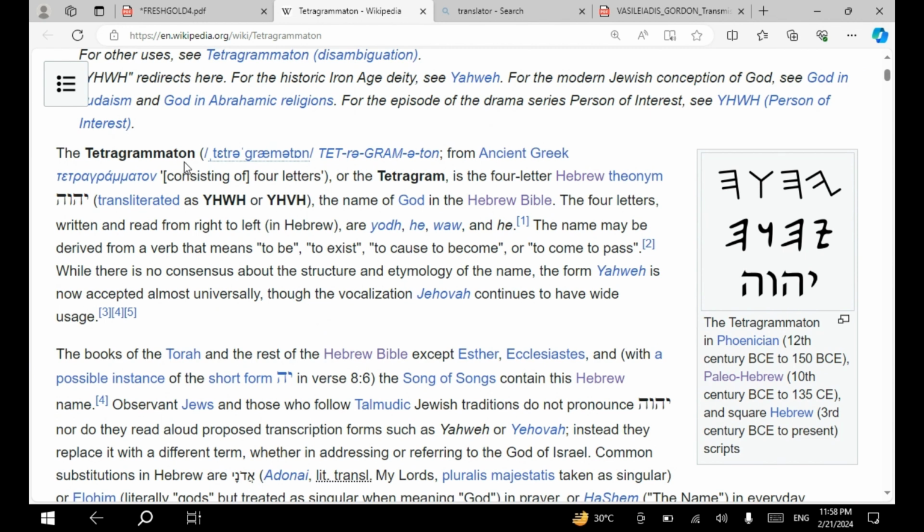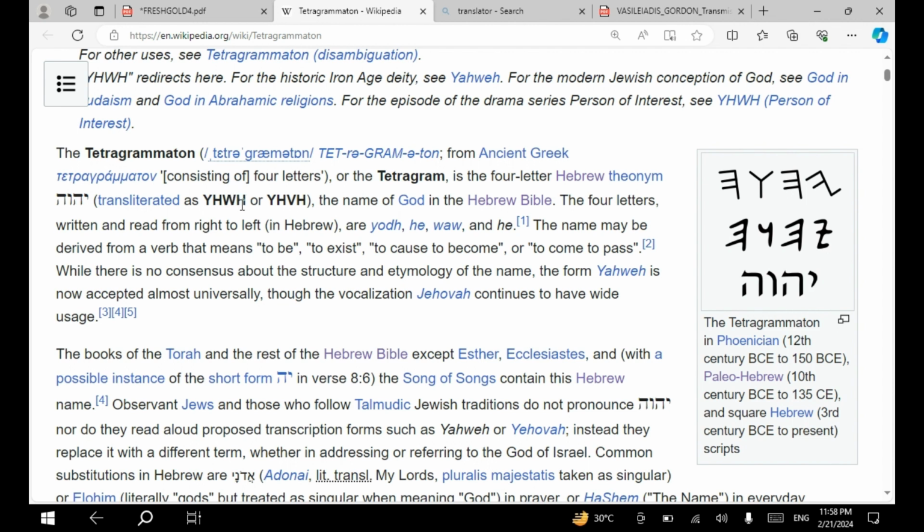The Tetragrammaton, or the tetragram, is the 4 letters Hebrew terms N-I-N with an apostrophe, translated as YHWH, the name of God in the Hebrew Bible. The 4 letters, written and read from right to left in Hebrew, are Yud, which is the Y, He, which is the H, Vav, which is the W.